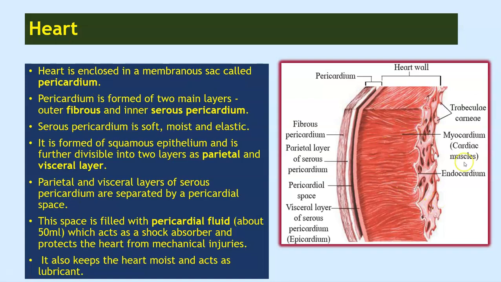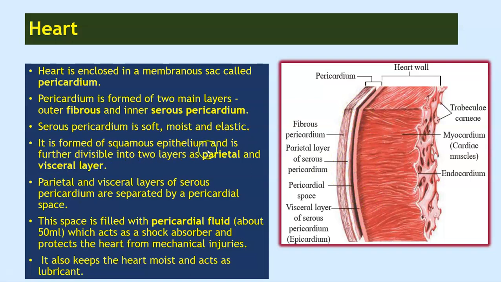Here we have a diagram of the heart wall and the pericardium. This region is your pericardium, this is your heart wall. The pericardium is formed of two main layers, outer fibrous and inner serous pericardium. Serous pericardium is soft, moist and elastic. Have a look at these diagrams. Here you can see your serous pericardium.